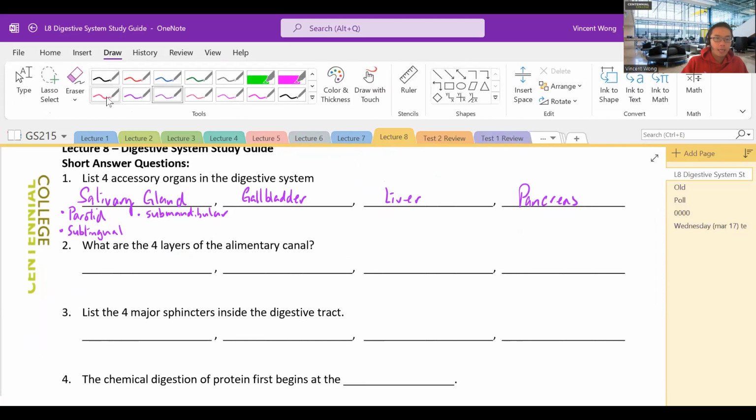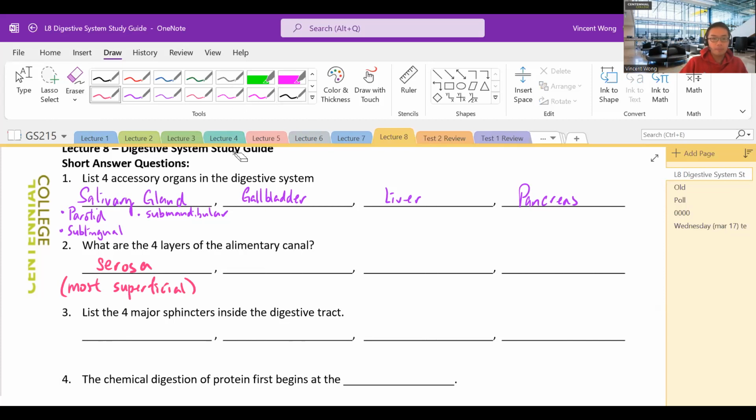Now your alimentary canal is essentially like a long tube, right? And the tube is made up of 4 layers of various connective tissue. Starting at the most superficial, the outermost layer, we have the serosa. This is the outermost layer, the most superficial. We use the correct anatomical term.